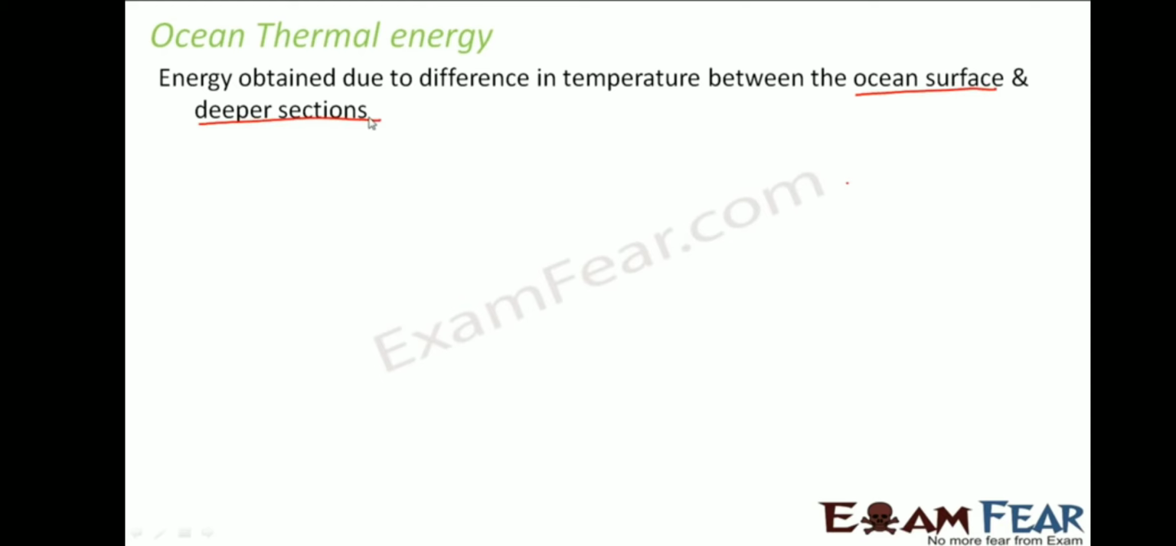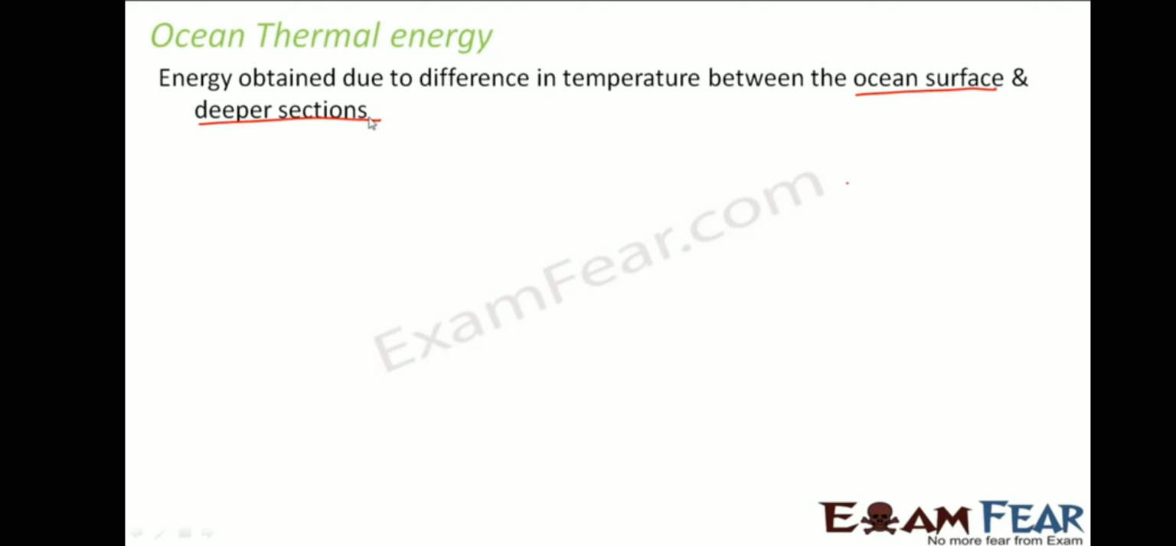Now if you think of it logically, from where does the ocean get sunlight? From the sun, right? Because of the sunlight, the surface of the ocean becomes hotter as compared to the deeper sections of the ocean. That is quite obvious, right?